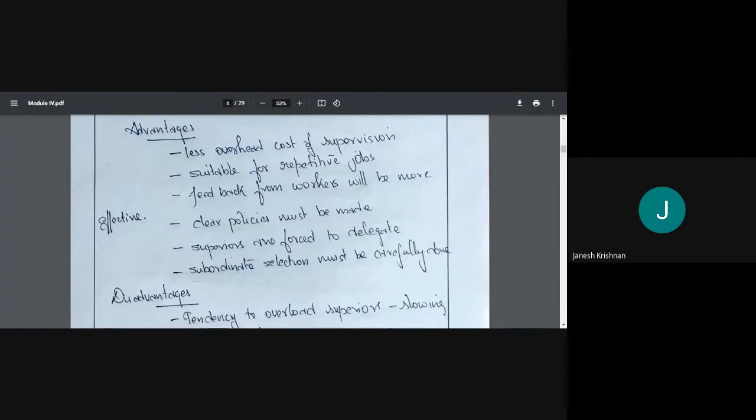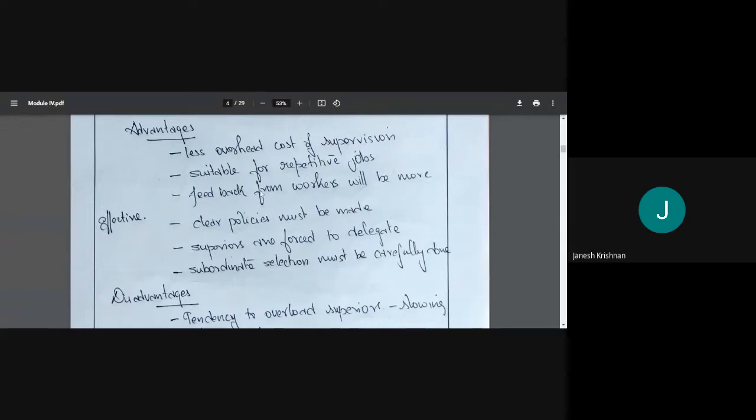Then subordinate selection must be carefully done, because I am going to control these 8. So these 8 should be trustworthy. They should be good persons, good workers. If they are bad workers, then the company will suffer. So that selection should be very good. So I am forced to give them responsibilities.